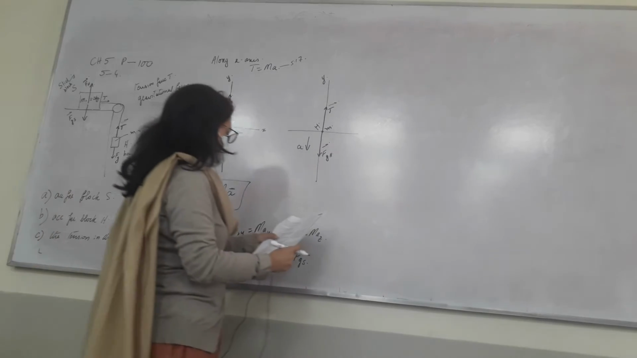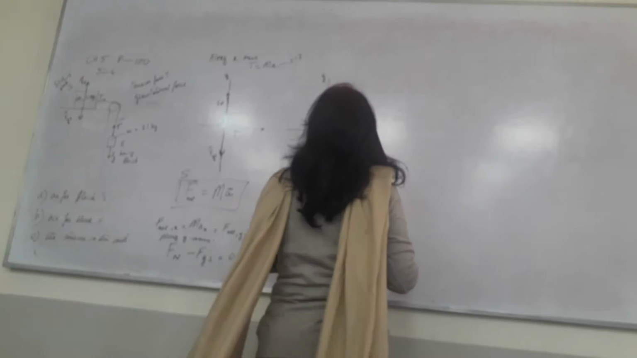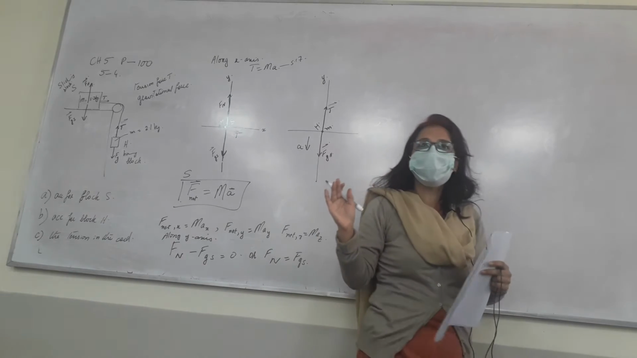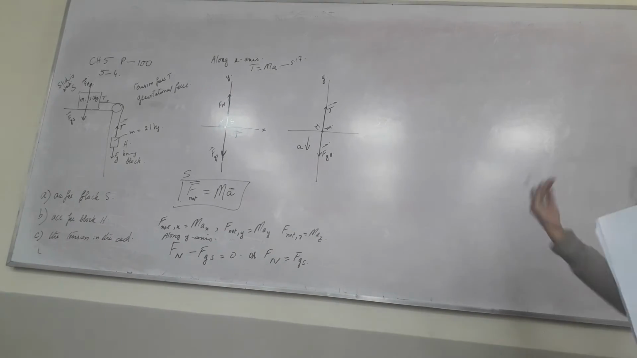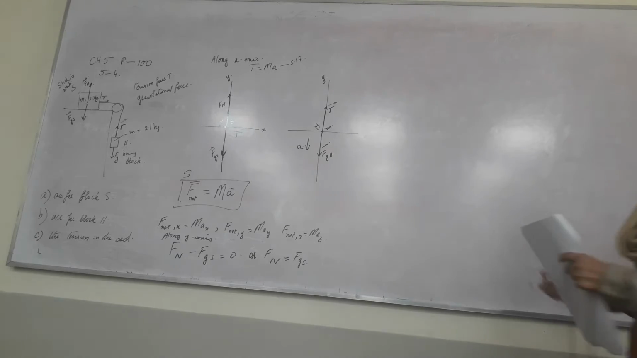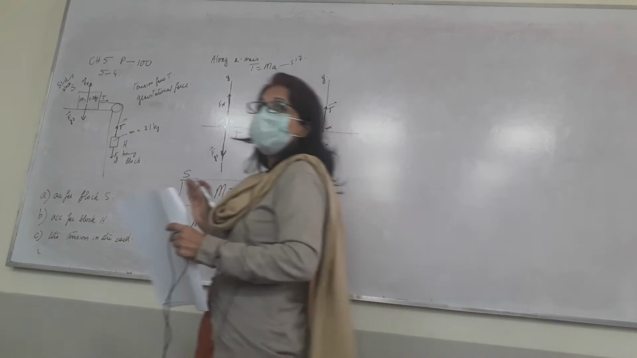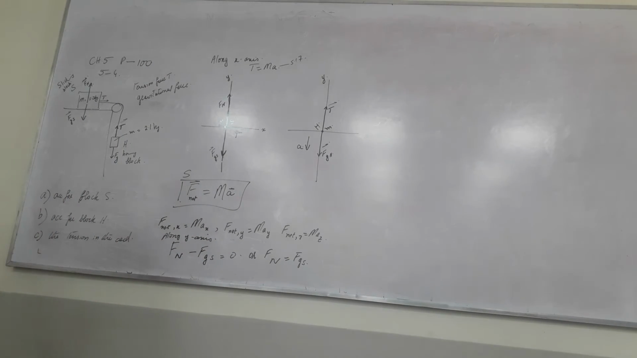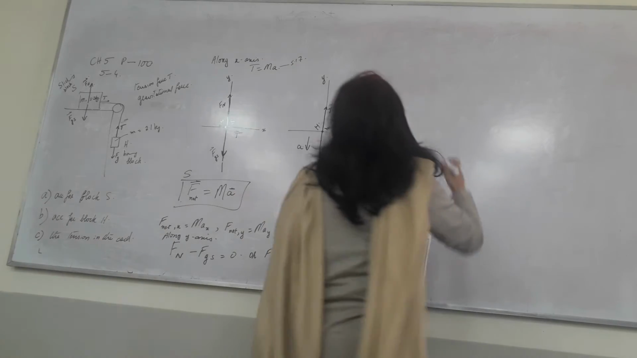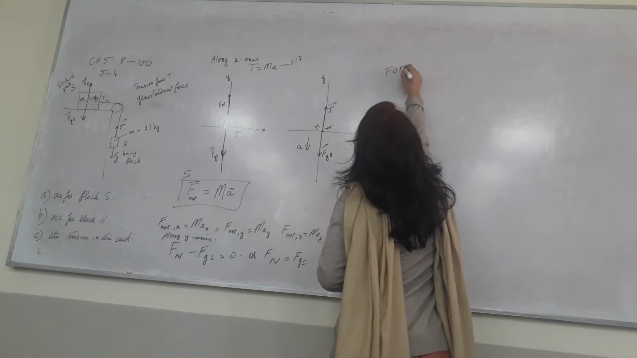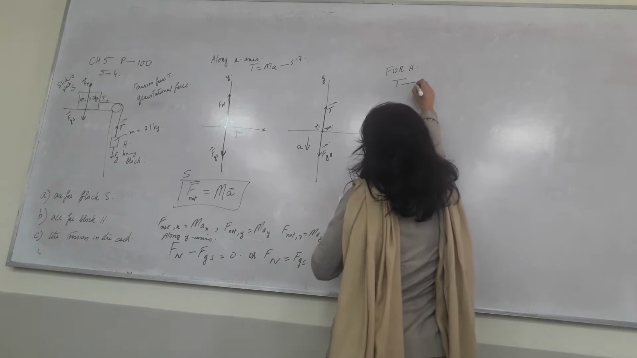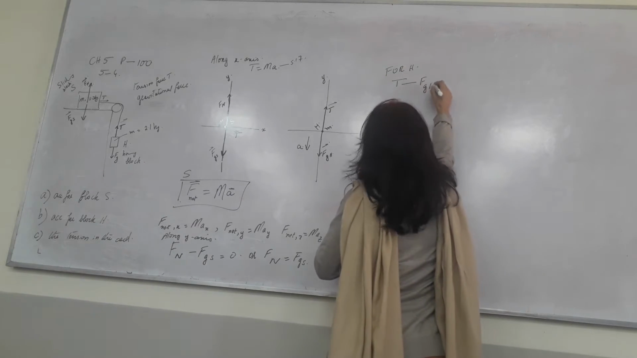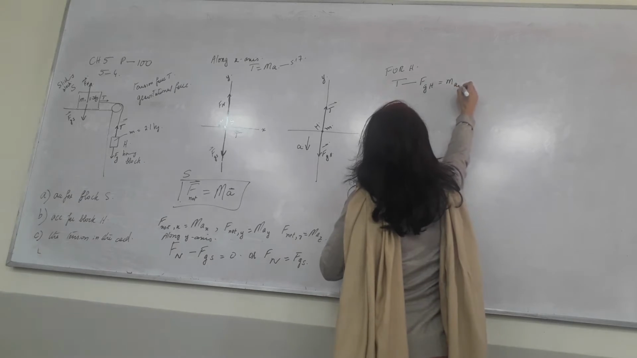Now, let us look at the second one. For the second one, we do not have any forces in the x direction, so we can ignore that. We have forces in the y direction, and these forces are not equal, because the body is going to move in the vertical direction. It means there is some force in the vertical direction. So, for H, we can write T minus Fgh is equal to ma.